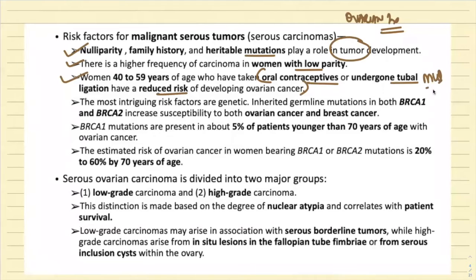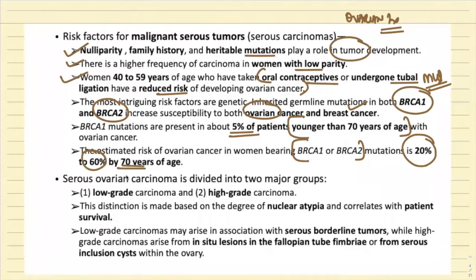This is the MCQ which is asked. So in the age group 40 to 59, those who have taken oral contraceptives or undergone tubal ligation have a reduced risk of developing ovarian carcinoma. Anyone having BRCA1, BRCA2 mutation will not only have breast carcinoma, but also ovarian carcinoma. BRCA1 mutation is present in about 5% of patients younger than 70 years of age with ovarian carcinoma. The estimated risk of ovarian carcinoma in women carrying BRCA1 and 2 mutations is 20% to 60% by 70 years of age.